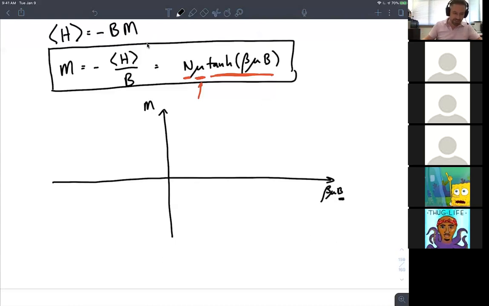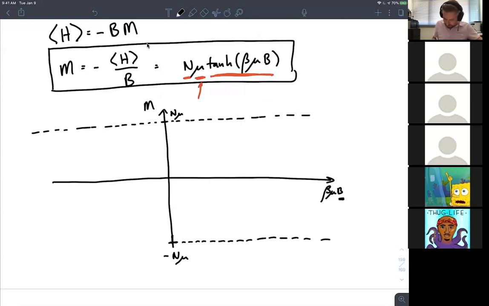Okay, so now what does this thing look like? Like I said, the maximum possible value of this thing is N mu. That's when tanh is equal to 1, the magnetization is equal to N times mu. So let me draw some dotted lines. tanh can also be equal to -1, right? So then we come down here. When tanh is equal to -1, it's down here, so that's minus N mu. There it is. And now you just draw what the tanh function looks like. And it looks like this.